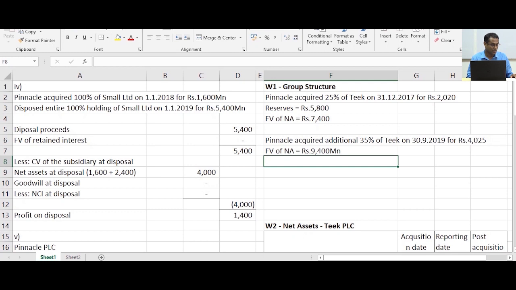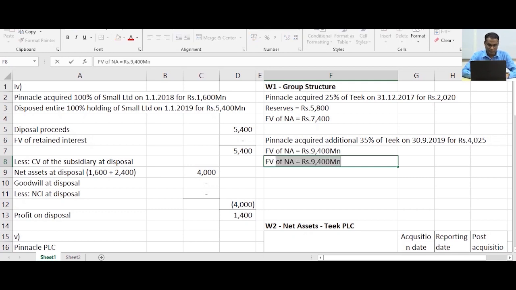Then the fair value of the previous holding of 25%. In step acquisition, we need to understand the fair value of the previous holding. After acquiring 35%, the parent is holding altogether 60%, which means 40% of the subsidiary Teak PLC is held by the non-controlling interest. Now you have been given the fair value of the previous 25% holding and the fair value of the 40% NCI at the acquisition date, because this is the date where you calculate goodwill and initially measure your non-controlling interest. So this information is very important.